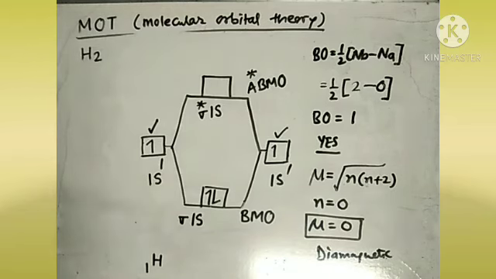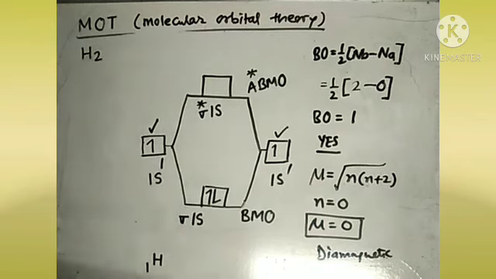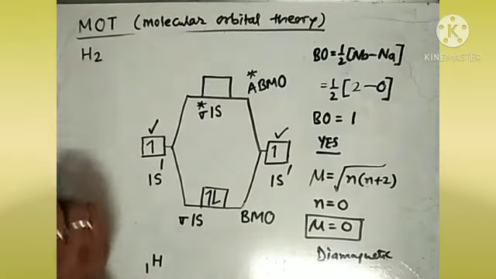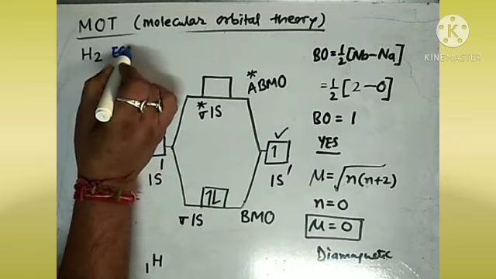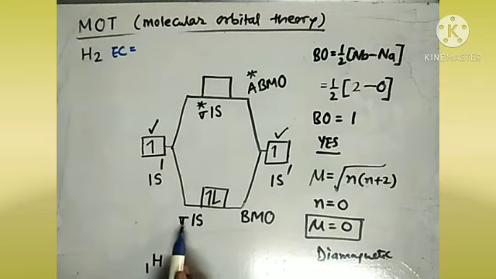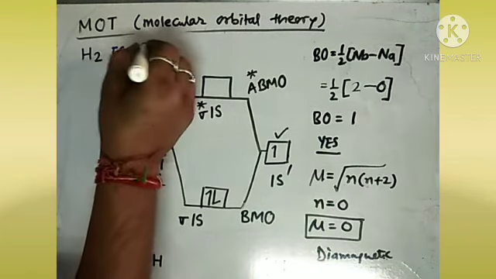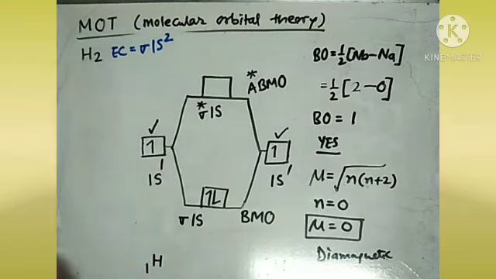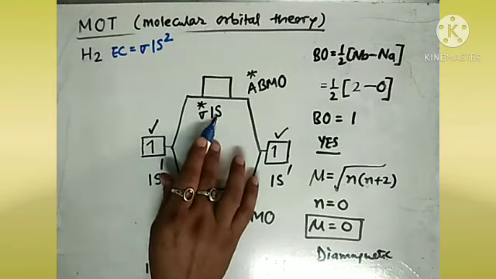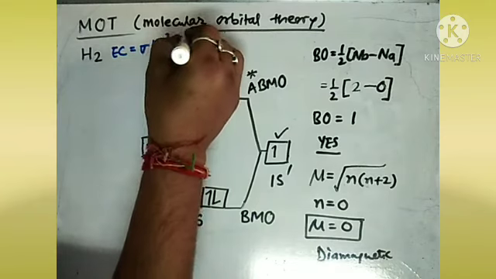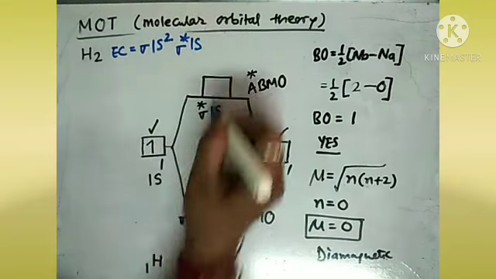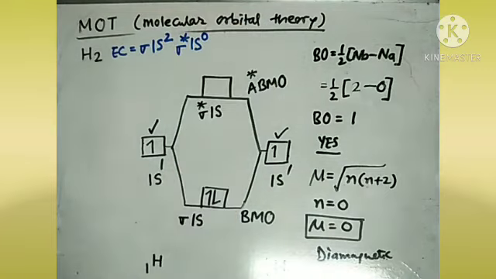And in the last we can go for the electronic configuration. Let's see what the electronic configuration is. Here is the electronic configuration. Sigma 1s consists of 2 electrons, so you can write sigma 1s 2. But when we talk about sigma star 1s, there is no electron, so you have to write 0. So this is the electronic configuration of the hydrogen molecule.